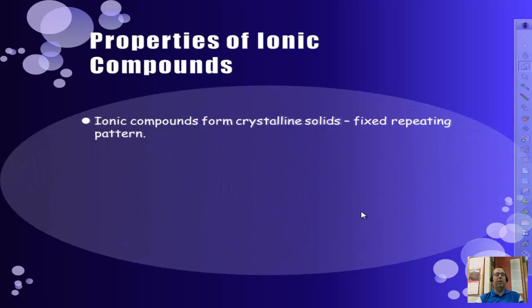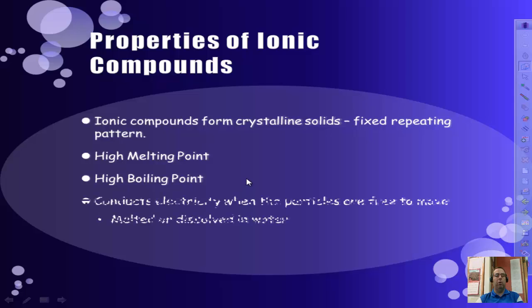Some properties associated with ionic compounds. Ionic compounds form crystalline solids. Because of that positive and negative pattern, every positive is attracted to a negative, and every negative is attracted to a positive, and that pattern keeps repeating itself over and over, so you get a fixed repeating pattern for ionic compounds. Because these positives and negatives attract one another, it holds them tightly together, making them have high melting points. If you have high melting points, you're going to have extremely high boiling points.